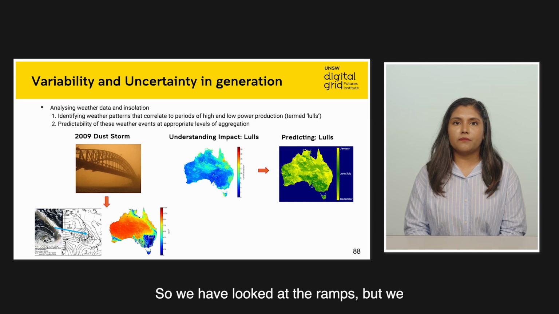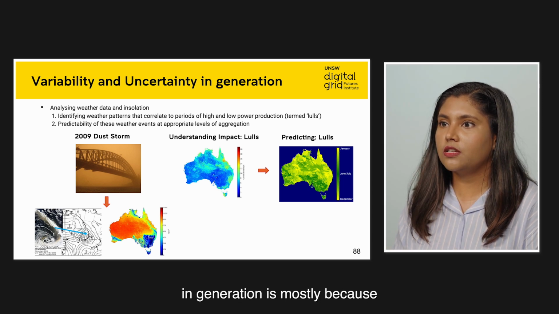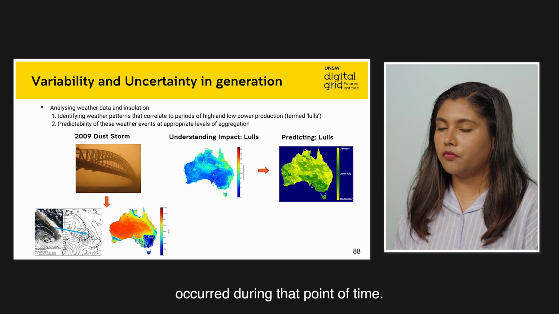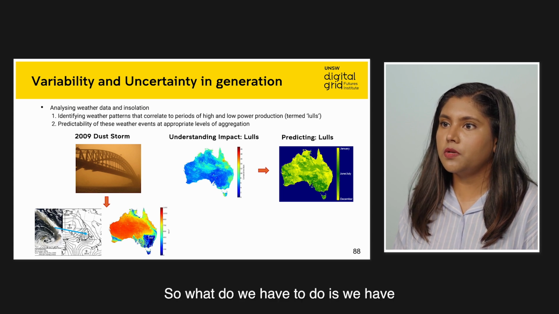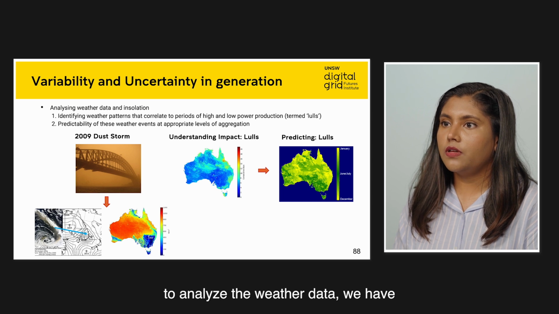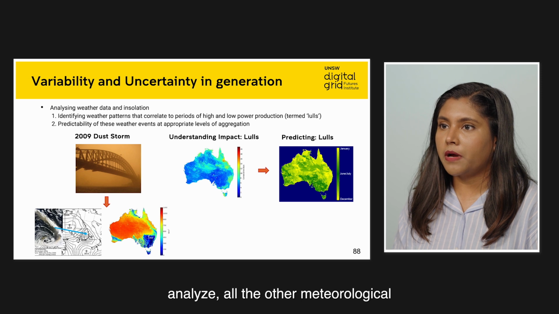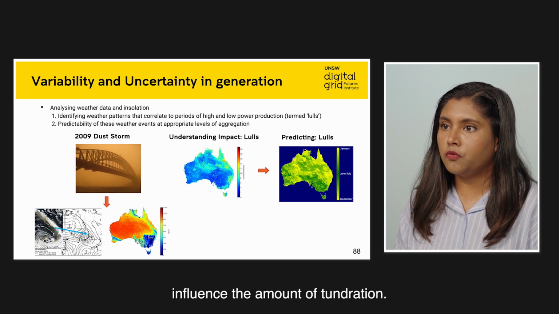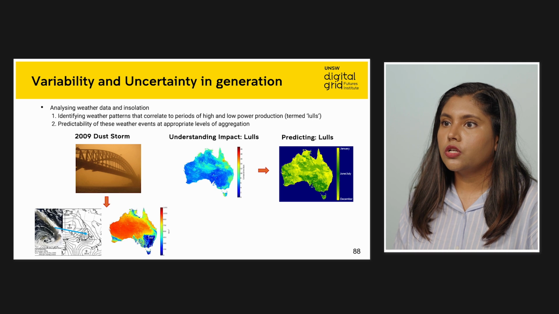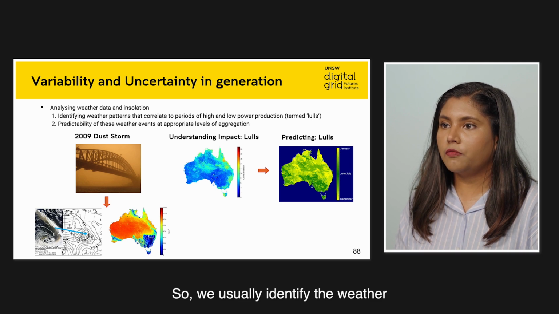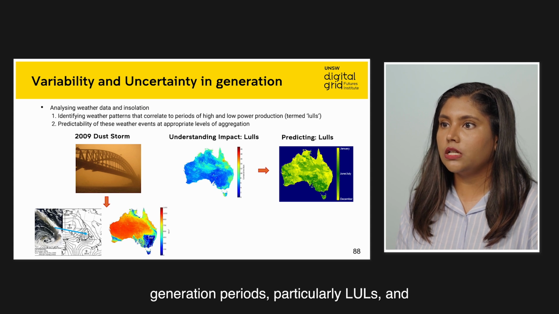So we have looked at the ramps, but we also want to understand the variability and uncertainty in generation. The variability and uncertainty in generation is mostly because of the different meteorological conditions that might have occurred during that point of time. So what we have to do is analyze the weather data, analyze insolation, and analyze all the other meteorological parameters that could possibly influence the amount of generation.